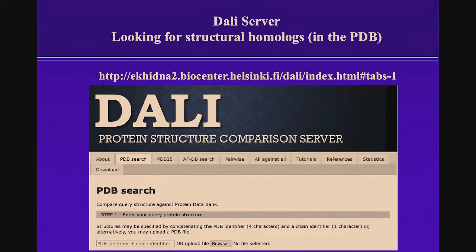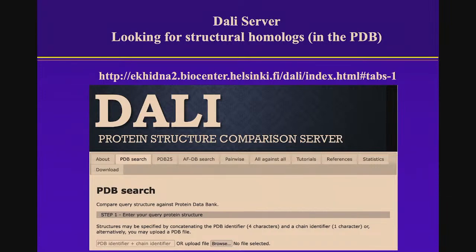The one I use a lot is something called DALI, which is a server based in Helsinki, Finland. So again, you upload your PDB file to the server, and then it'll come back with structural homologs. Okay? More interestingly, you can search against the PDB, or you can search against AlphaFold DB. You know what that means? That means you can search against all the predicted structures as well.